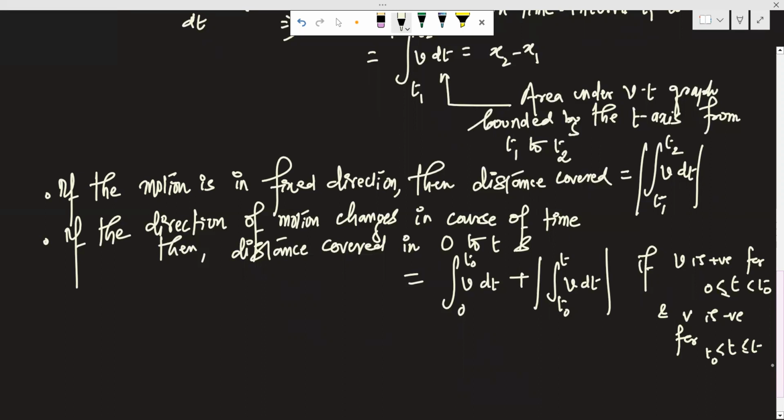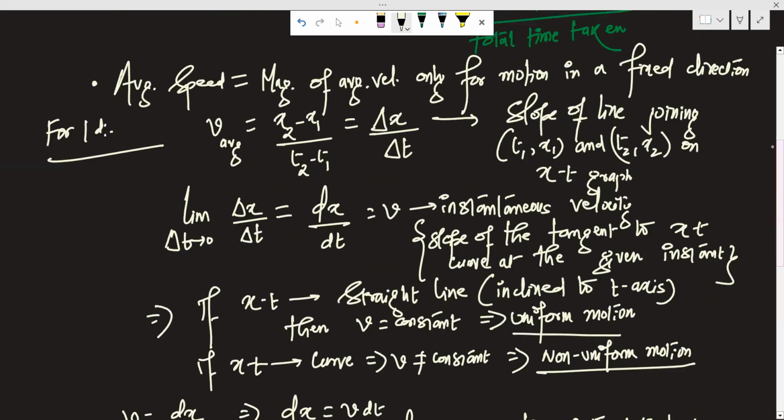Okay, so let us try out some problems based on this part. After that we will discuss the next point. So let us first discuss a few problems which are based on this basic part, that is distance, displacement, speed and velocity and their relationship. Okay, so let's try out this question first.